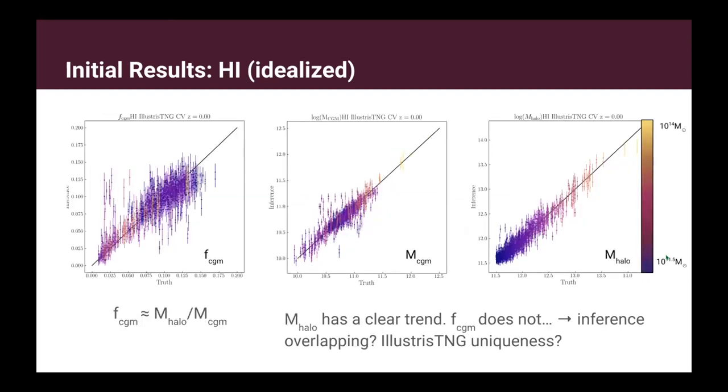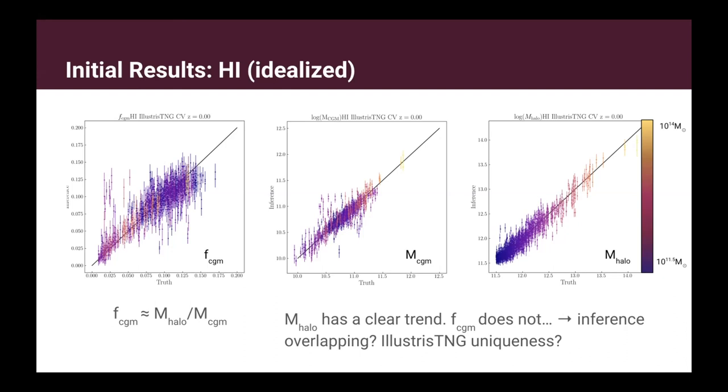Now moving on to FCGM, MCGM, and mHalo, again with the same color bar scheme. mHalo has a really, really nice monotonic trend. And MCGM, not so much. FCGM is kind of all over the place, both by not having a monotonic trend and in that the points are quite spread from the y equals x black line.